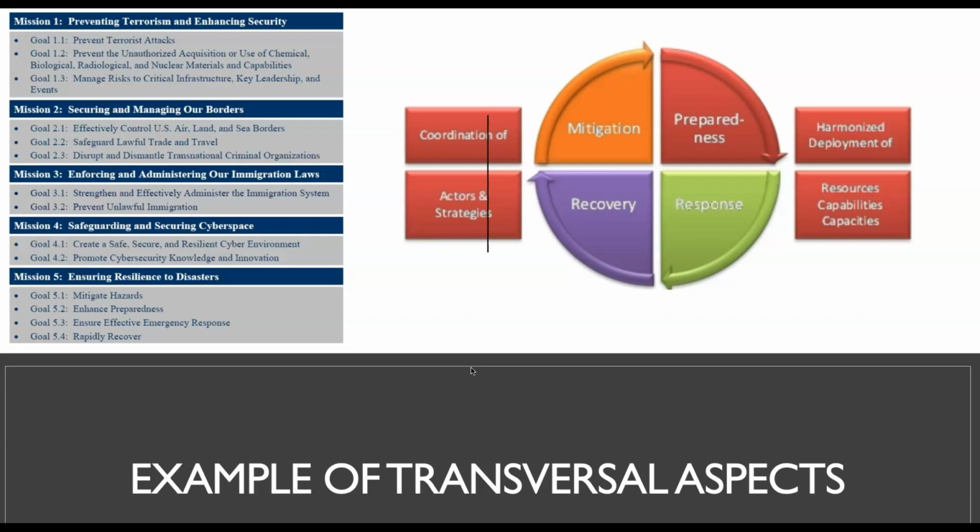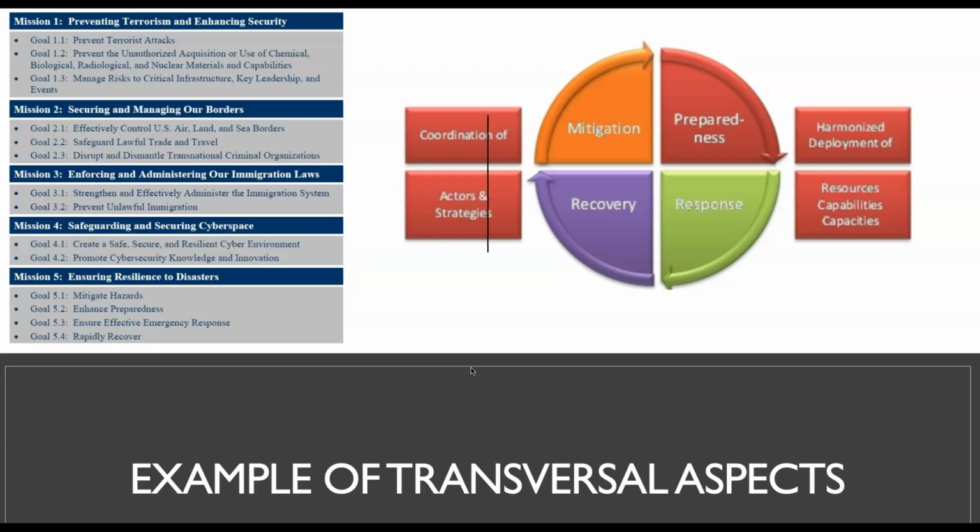Another is securing and managing our borders. Another is enforcing and administering our immigration laws. Another is safeguarding and securing cyberspace. And the last is ensuring resilience to disasters. A number of these transversal aspects are also common in the European Union as well. And so the assignment dealt with selecting one transversal aspect and addressing it across a specific framework.